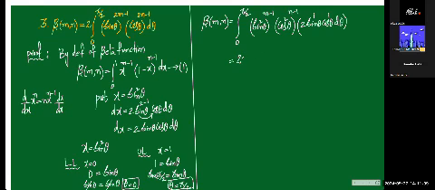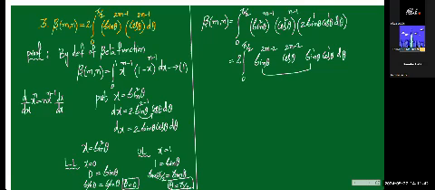Now take the 2 outside. 2 is a constant, 0 to pi by 2. Now we know the basic rule: power whole power means we can multiply both of the powers. Then multiplying, what will you get? Sin theta whole power 2m minus 2, cos theta whole power 2n minus 2, into sin theta whole power 1 into cos theta whole power 1 into d theta. Now merge these two. When bases are equal, the powers should be added.